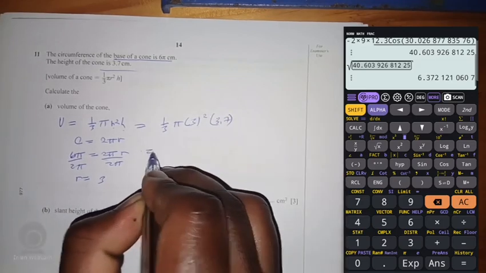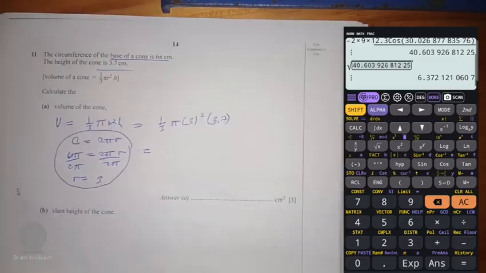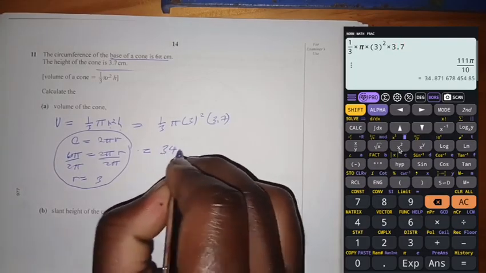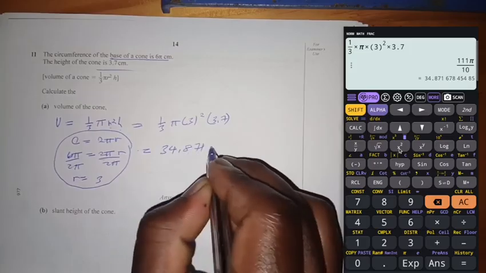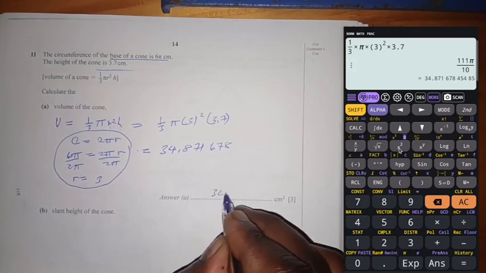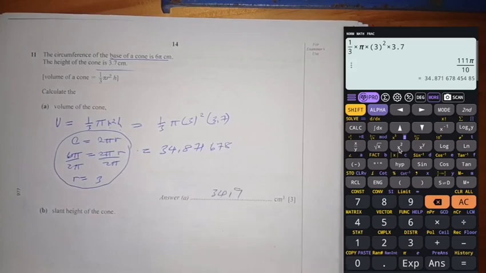So this means that this is 1 over 3 pi times 3 squared times the height 3.7. Then I'm going to get the volume there. So now the volume is going to be 1 over 3 pi times 3 squared times 3.7. The answer is 34.871678. So it's 34.9 cm cubed.